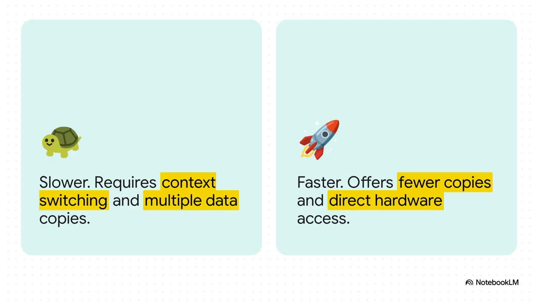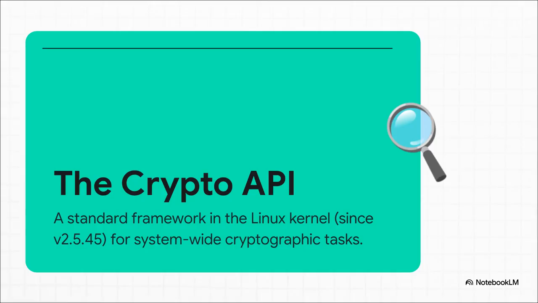By doing the crypto work directly in kernel mode, you basically cut out the middleman. You get fewer data copies, you get direct access to any special hardware, and everything just runs so much faster. And this right here is the star of our show, the Crypto API. It was introduced way back in kernel version 2.5, and it basically acts like a standardized switchboard. It lets different parts of the kernel, say the networking stack or the disk encryption system, request these security services without having to reinvent the wheel every single time. It's the foundation for, well, pretty much everything we're about to talk about.